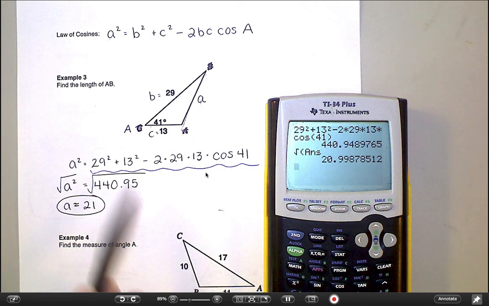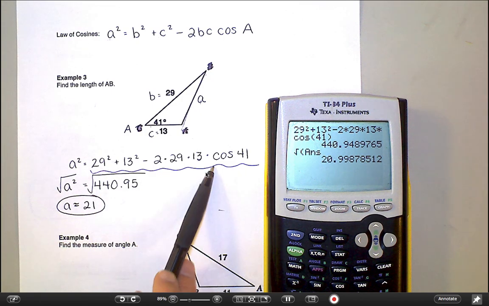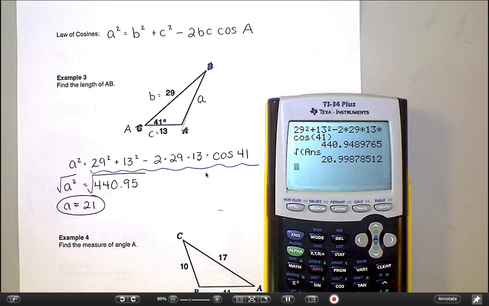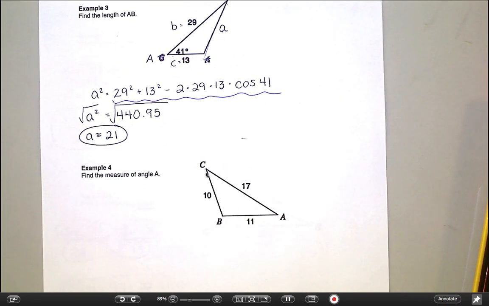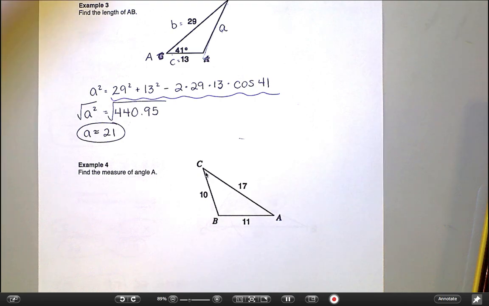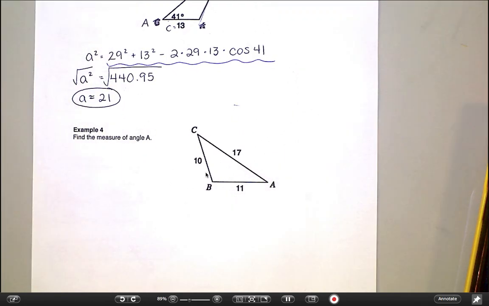So when you're looking for a side length with law of cosines, even though it looks harder, actually it's just plugging a bunch of numbers into the calculator, and just remembering to take a square root at the end. This next one, example 4, where you're looking for an angle measure, is probably, of the 4 examples we're doing today, the most complex one, and you'll see why in just a minute.